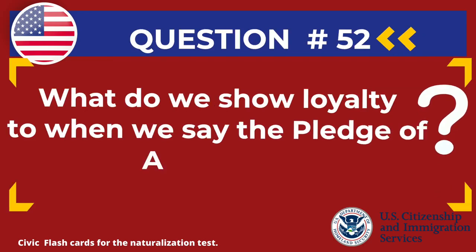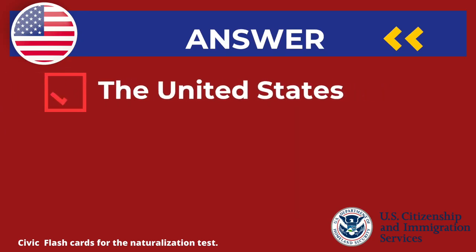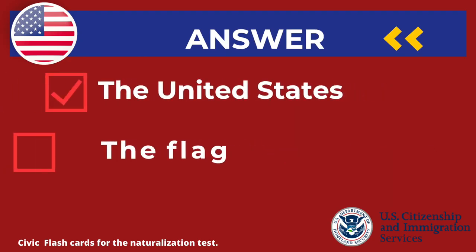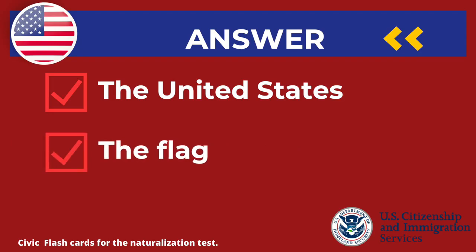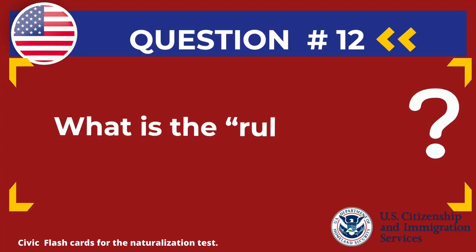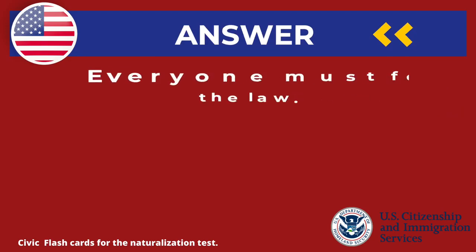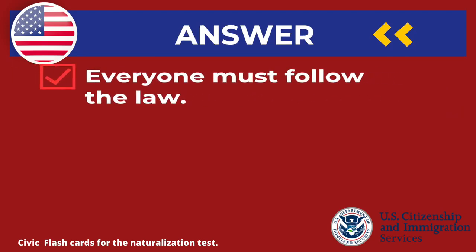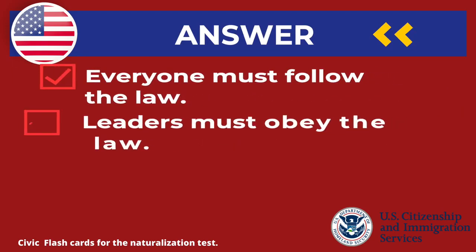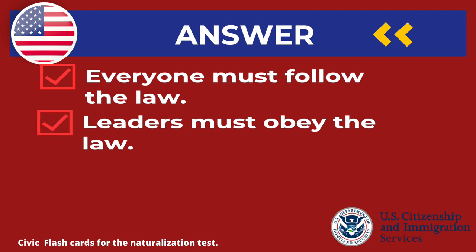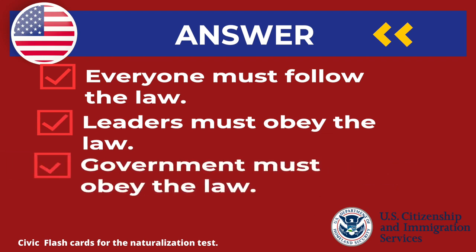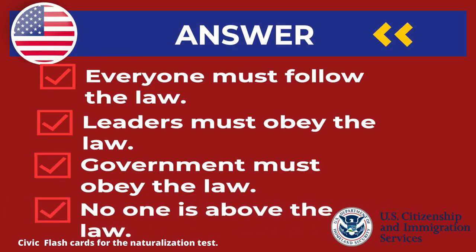What do we show loyalty to when we say the Pledge of Allegiance? The United States. The flag. What is the rule of law? Everyone must follow the law. Leaders must obey the law. Government must obey the law. No one is above the law.